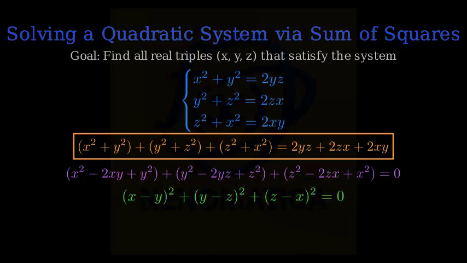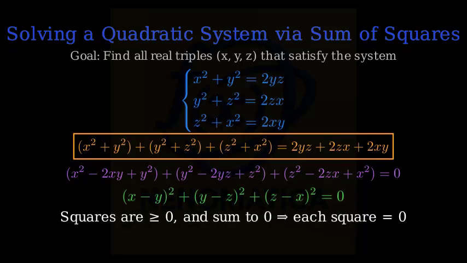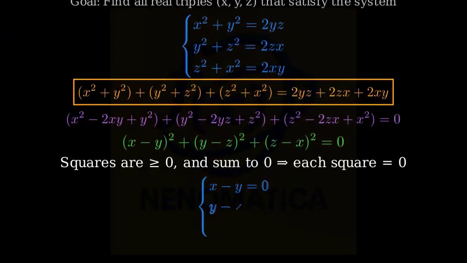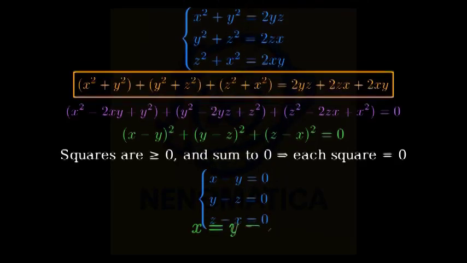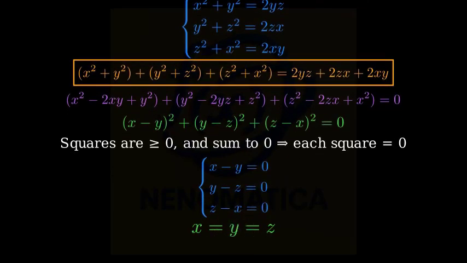Here is the key idea. A square of any real number is never negative. The only way a sum of non-negative numbers equals 0 is if each one equals 0 by itself. Therefore, each squared difference must be 0. That gives x equals y, y equals z, and z equals x. Hence x equals y equals z.